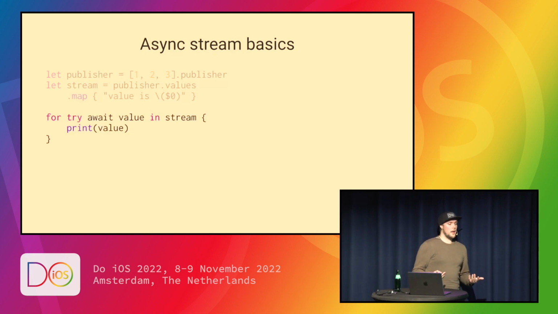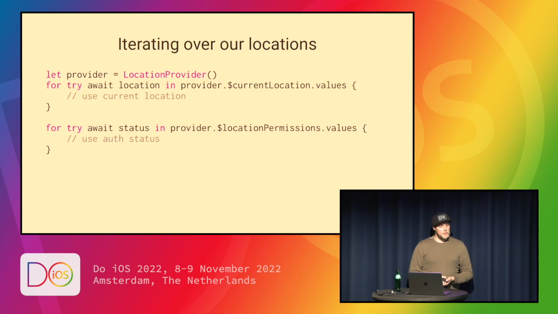And we can loop over that, just like we can over an array. So for try await value in stream, we print the value. This looks perfectly natural, right? This is fantastic. Much nicer than the sink and much nicer than having to maintain our cancellables. So let's make it a little bit more interesting.